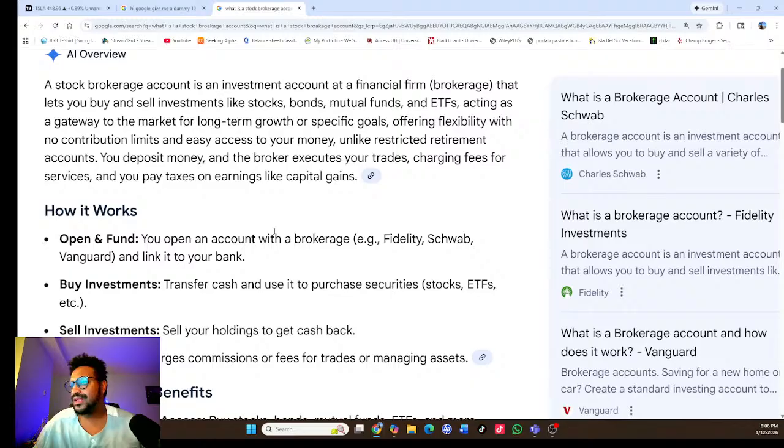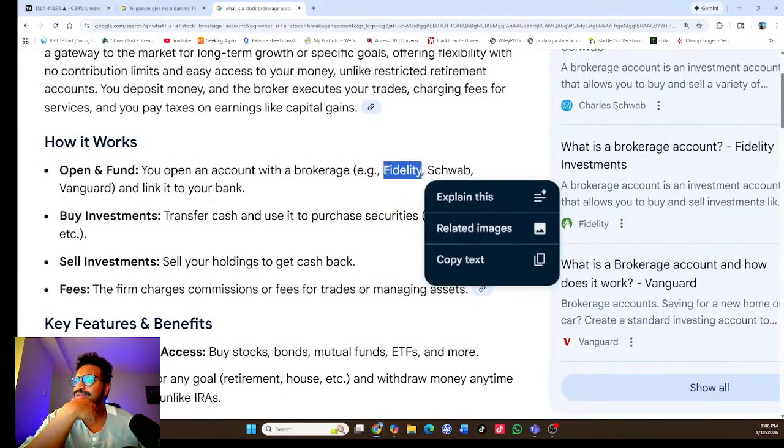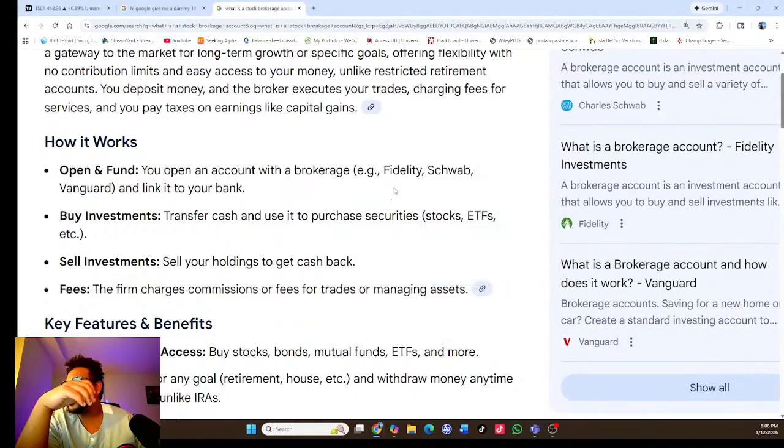So basically, these are the companies that, it's kind of like an Amazon for stocks in a way, right? If you want to buy a Tesla stock, you can't go directly to Tesla and buy it.